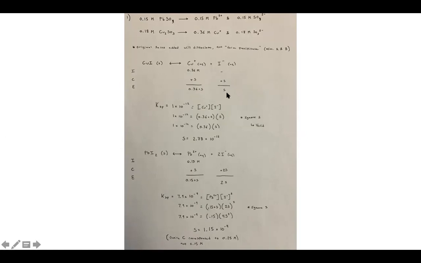Okay, so now that I have my equilibrium amounts, I'm going to set it equal to my Ksp. So my Ksp for copper iodide is 1 times 10 to the negative 12th, which is going to be equal to the concentration of copper times the concentration of iodide. Realize that they're both raised to the first power because their coefficients in the balanced chemical equation are both 1.